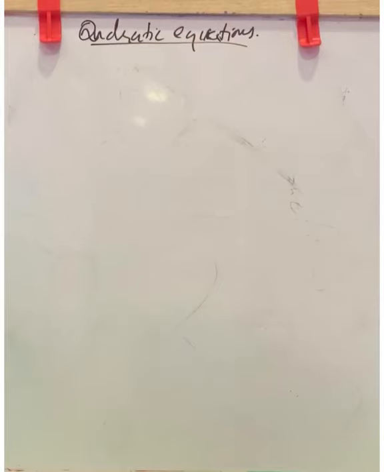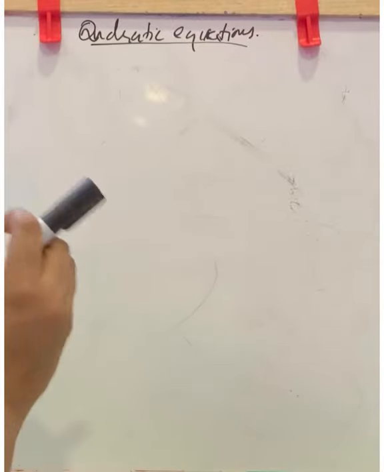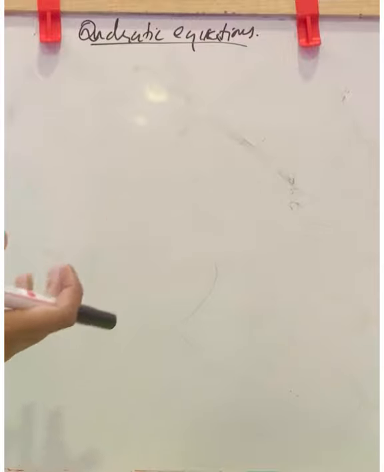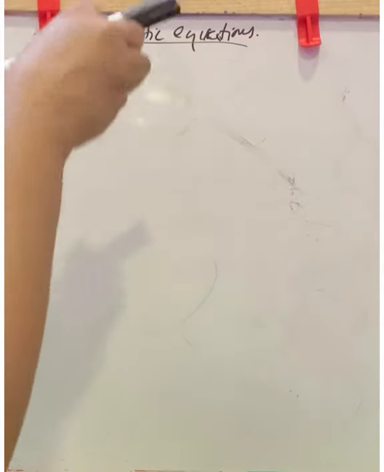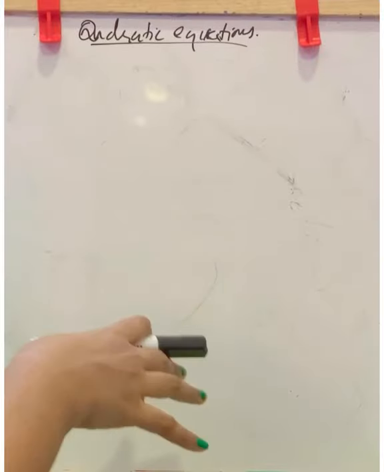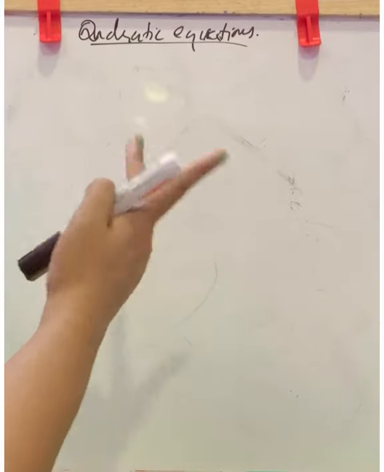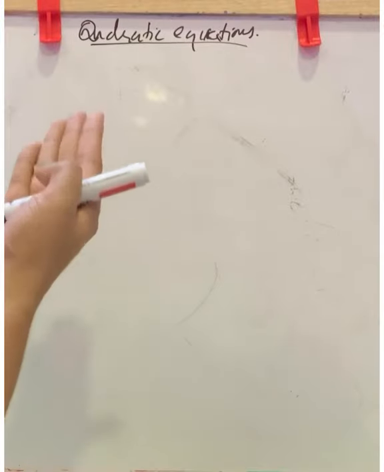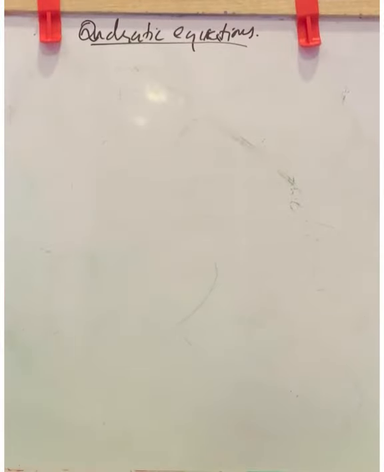Namaste. Today we are going to learn about quadratic equations solution. We have already learned how to solve quadratic polynomials and to find the zeros of quadratic polynomials. You used the middle term splitting method. We split the middle term and then factorized, and then we got two factors for a quadratic polynomial, and we said that is the zeros of the quadratic polynomial.